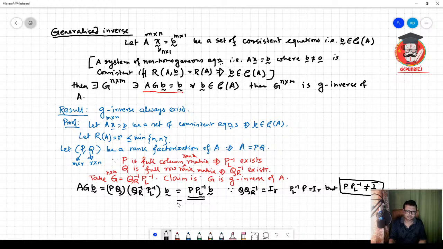Now, since b̃ equal to AX̃, just replace b̃ by AX̃. So P PL inverse A equal to PQ AX̃. Now I write PL inverse P equal to I_R. So this means PQ equal to X̃. Hence AX̃ is equal to b̃. Hence G inverse exists.